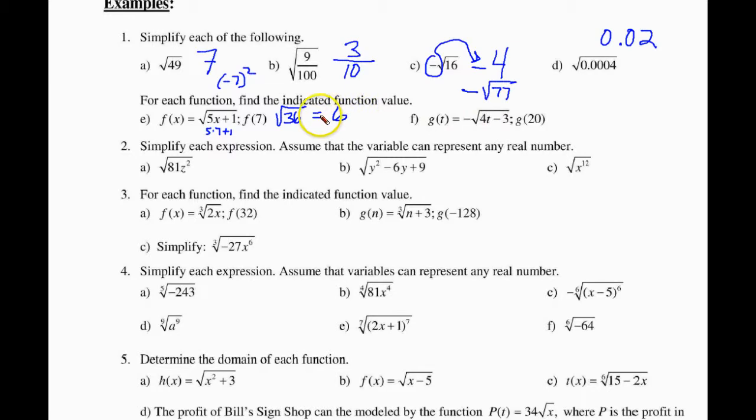Now in number 2, I should say, we're saying simplify each expression. Assume that the variable can represent any real number. So here we're thinking it could represent a negative that was squared. So here we have the square root of 81, which is 9, and the square root of z squared, which is z.